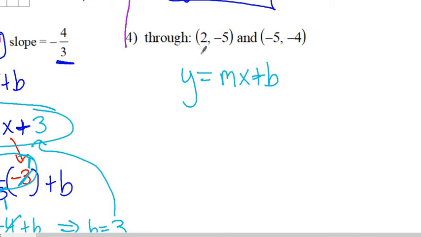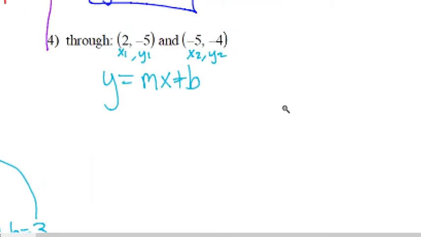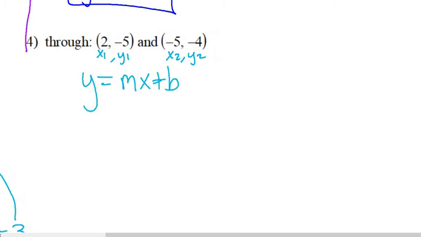We have 2 points here. We'll call this one x1, y1. We'll call this one x2, y2. We have 2 points. Think to yourself how you can find the slope, because we did it before. How can you find the slope of a line if you know 2 points on that line? So see if you can pause it and try that right now.